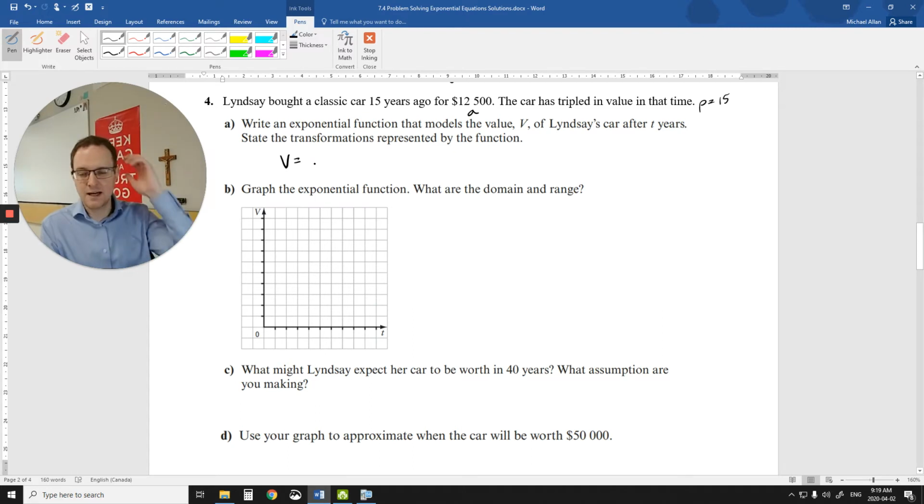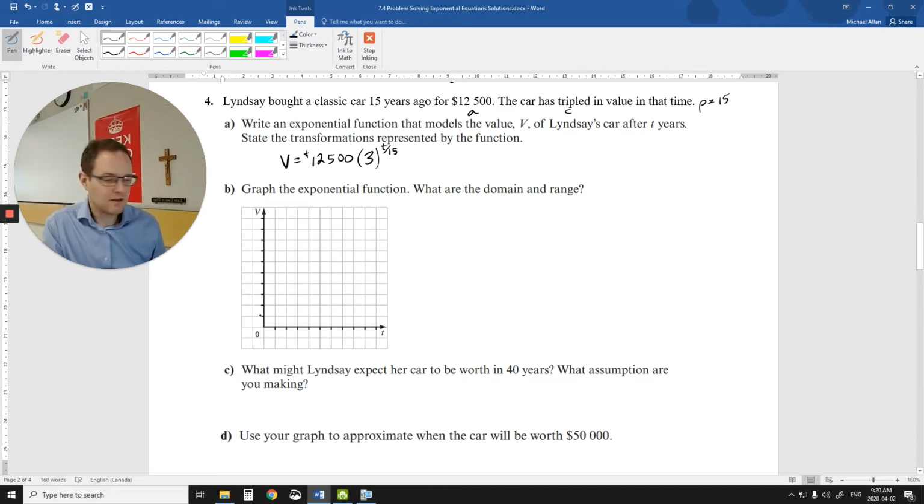So let's assume that time 0 is 15 years ago. So she starts off with a car that's $1,200. And my base here, because it's tripling, is going to be 3. My time is going to be in t years, and my period is going to be 15. So that's what this equation will look like. We have that. So we're going to graph this.